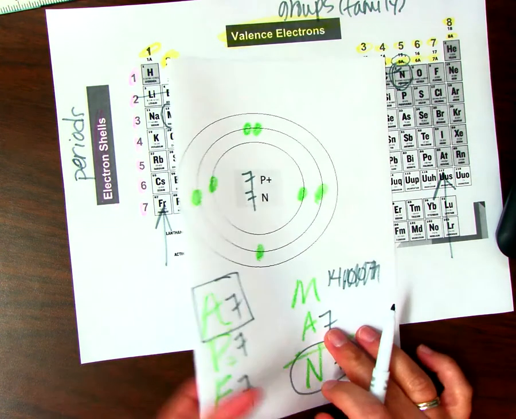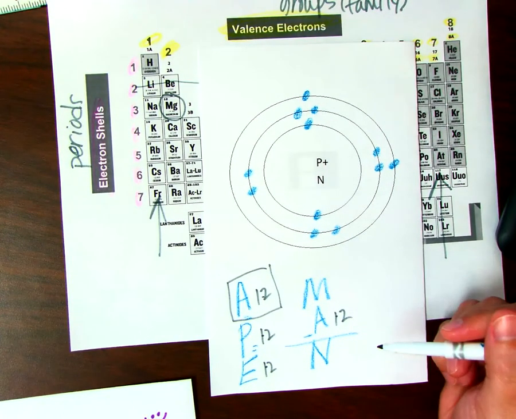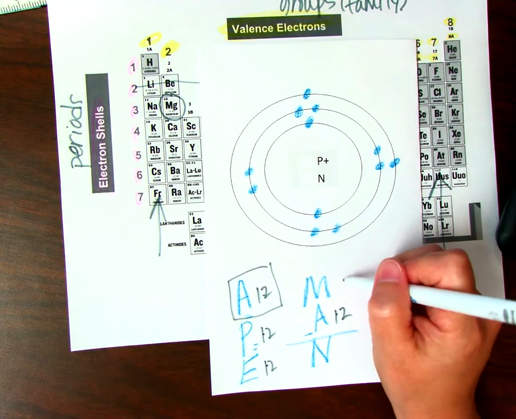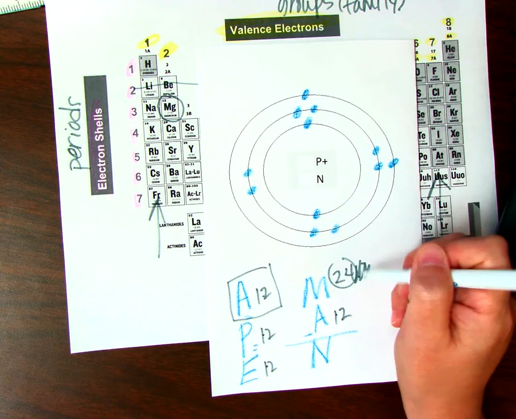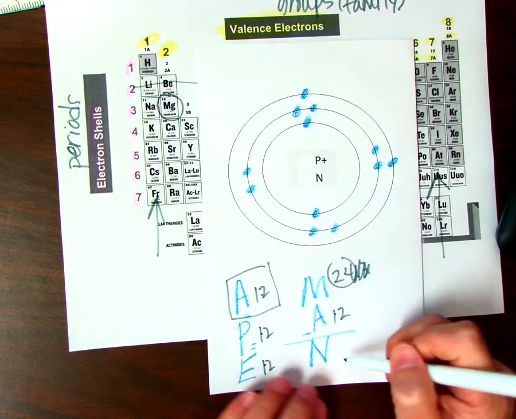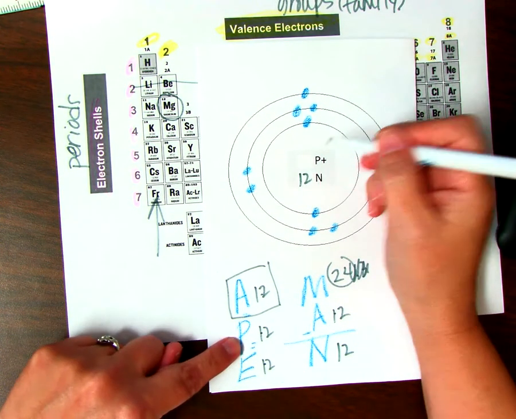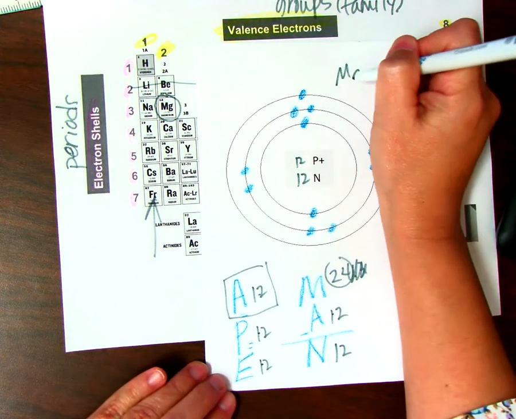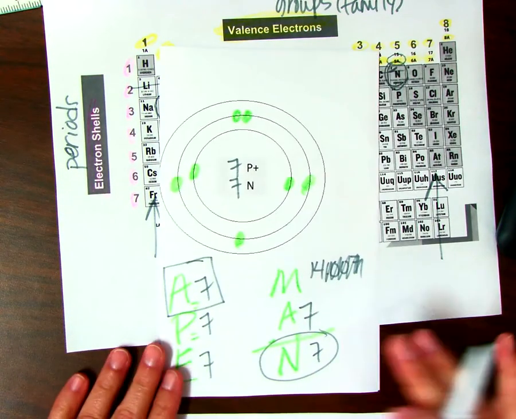And I don't think we did that on the other one here. We didn't find out how many neutrons. So magnesium, I know it's hard to see here, but the mass is 24.3. So we'll round it to 24 minus 12, and that's going to be 12 neutrons. So we should have 12 neutrons and 12 protons. This was magnesium. This one was nitrogen.